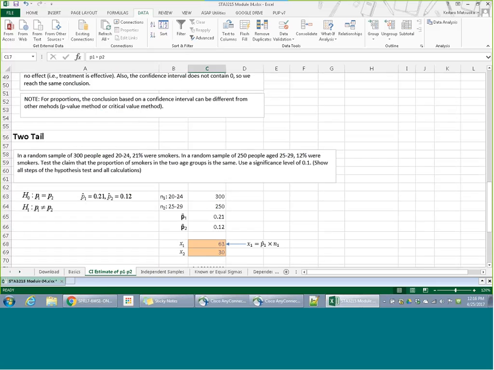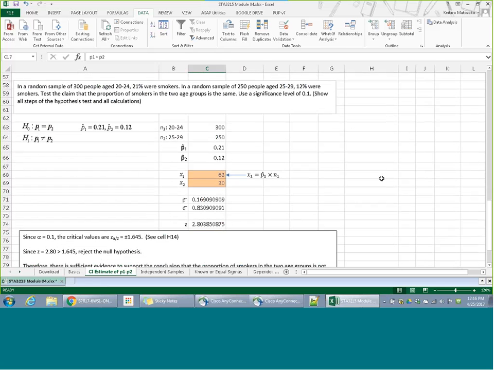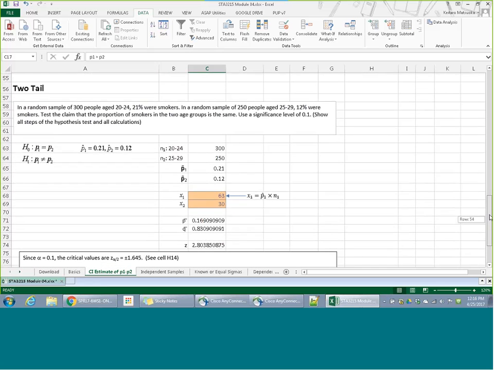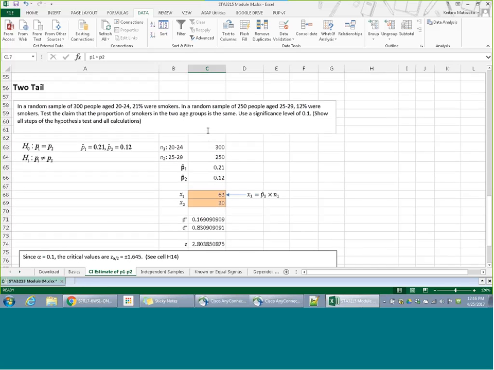If you're doing two tail, here's how you do it. Okay, here's an example. In a random sample of 300 people aged 20 to 24, 21% were smokers. In a random sample of 250 people aged 25 to 29, 12% were smokers. Test the claim that the proportion of smokers in the two age groups is the same. Use a significance level of 0.1, and show all the steps in the calculations. Okay.